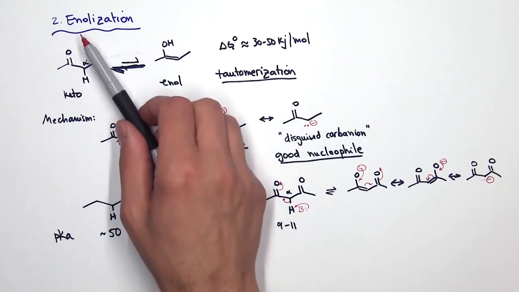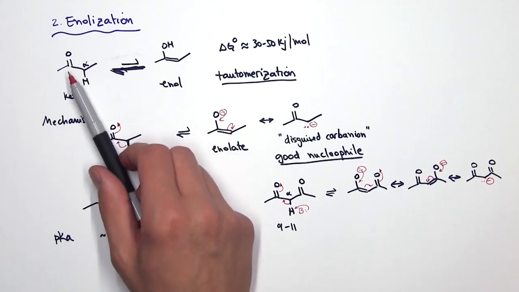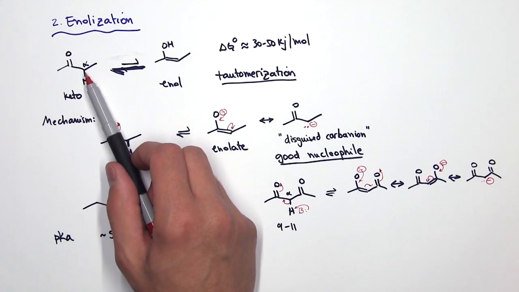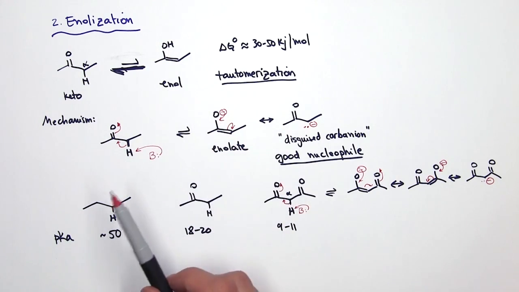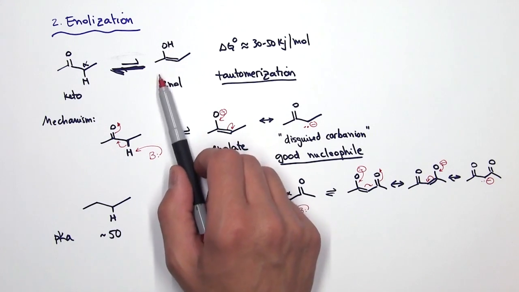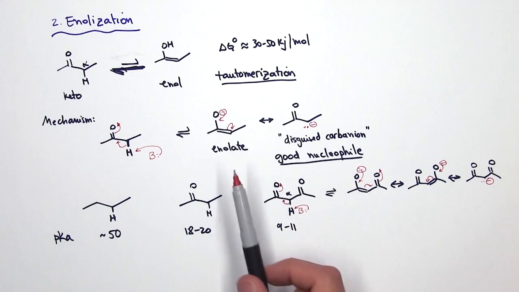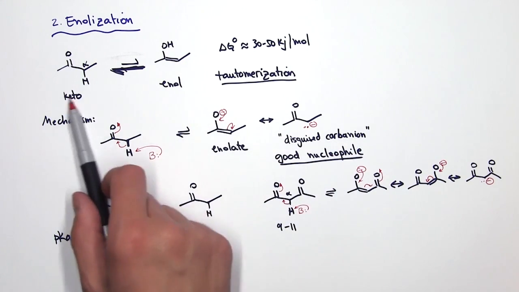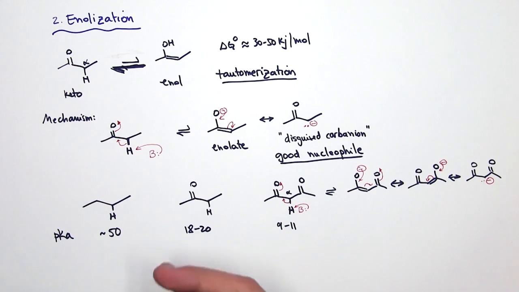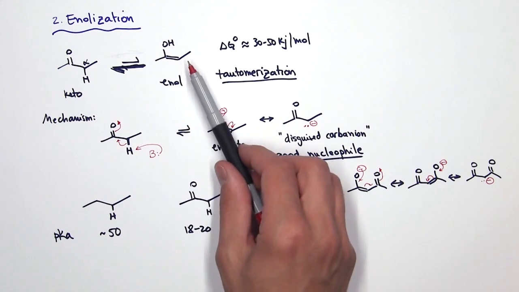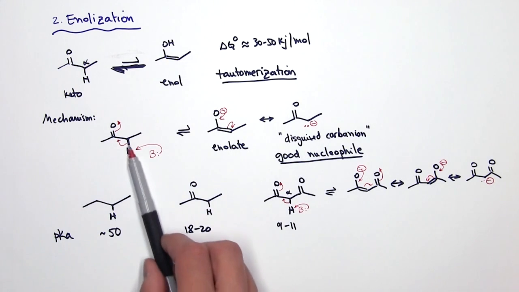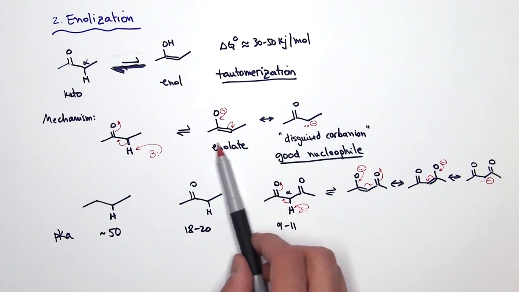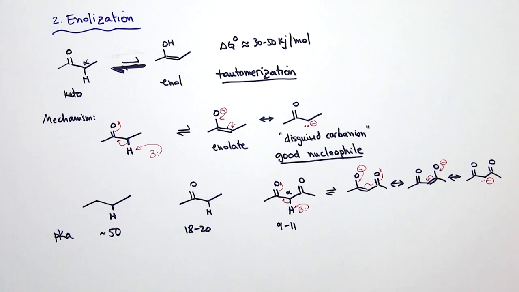We also talked about enolization, the ability of a carbonyl with an alpha hydrogen to rearrange into a hydroxyl bound to a double bond, which we call an enol. Now this equilibrium, called tautomerization, favors strongly the keto form. However, it does form to sufficient extent to allow chemistry to happen. For example, when we remove the alpha hydrogen, we form an anion called enolate, which is a disguised carbanion, which is a very good nucleophile.